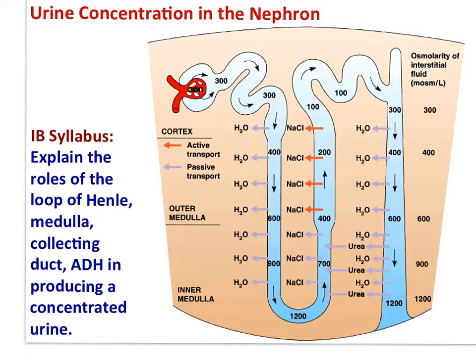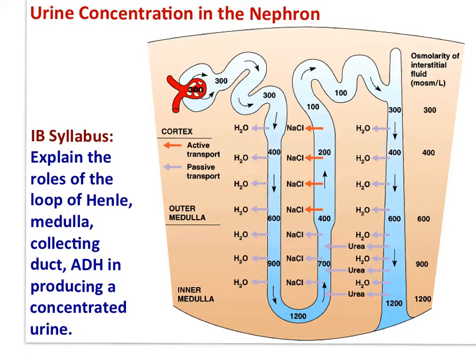The concentration of the fluids surrounding the tubules displays a gradient from low concentration in the cortex to high concentration in the medulla. The loop of Henle establishes this gradient, and then the filtrate passes down through the collecting duct, which spans this gradient. Let me say that again. The loop of Henle establishes this gradient, and then the filtrate passes down through the collecting duct, which spans this gradient.